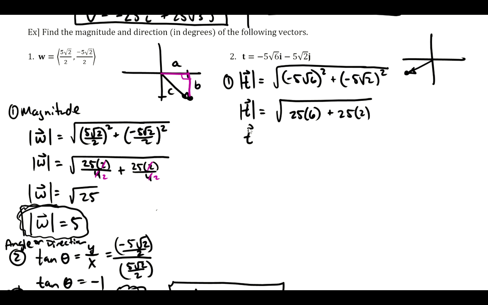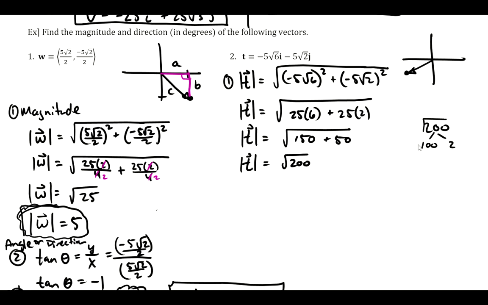We've got the magnitude of t is, okay, so 25 times 6 is 150. 25 times 2 is 50. So we've got the magnitude of t is the square root of 200. Now, the square root of 200 is something that we can simplify. It is 10 radical 2. So I can do the square root of 100, that's 10, and then the 2's attached. Okay, so that's our magnitude. Okay, so again, I'm just going to kind of cloud it.